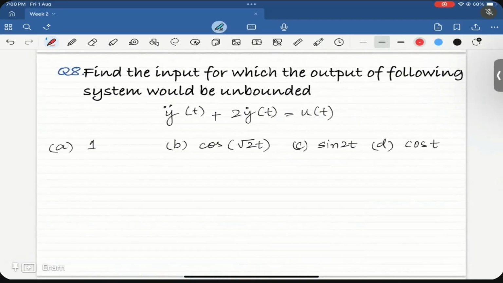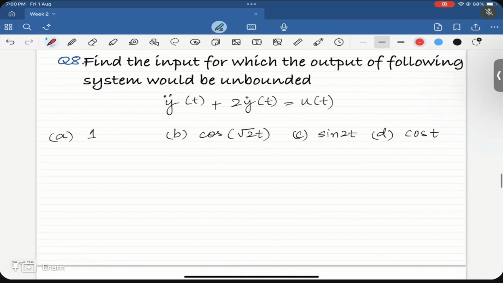now do the same for this question. Identify the input for which the output would be unbounded. y double dot plus 2y dot equals u(t). Option 1. A. A. Okay.